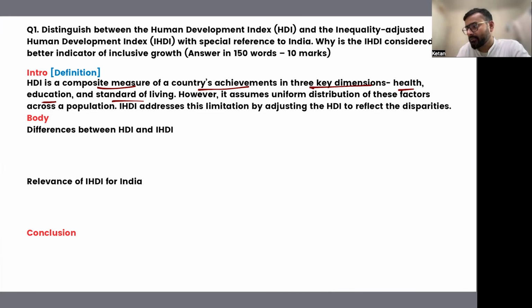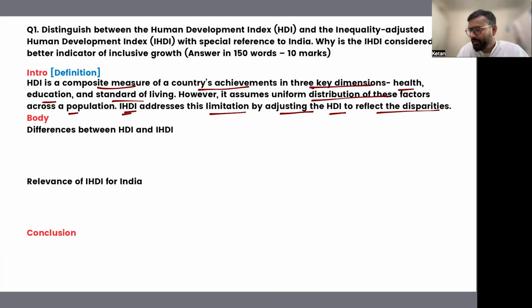However, it assumes uniform distributions of these factors across the population, and the Inequality Adjusted Human Development Index addresses this limitation by adjusting the HDI to reflect the disparities. Okay, so any type of introduction works. I just wanted to show you that there need not be just one introduction. There can be various types of introductions that you can write.